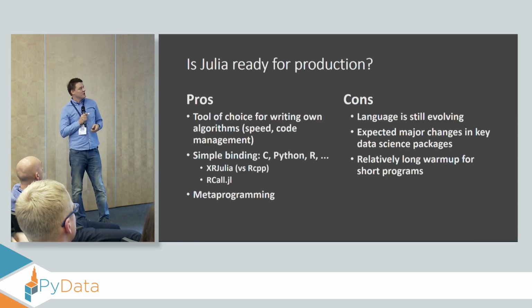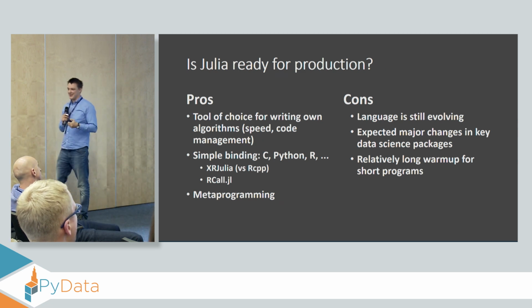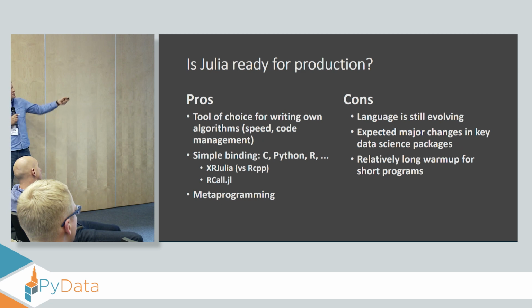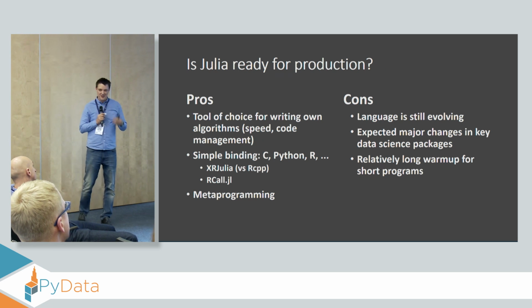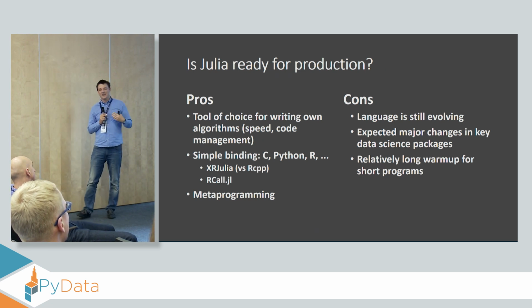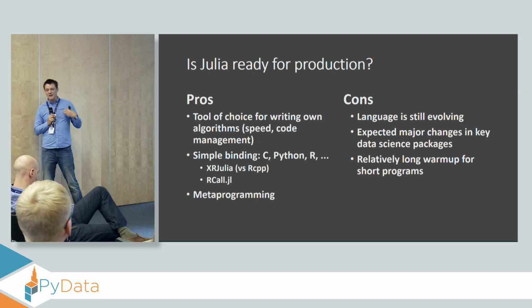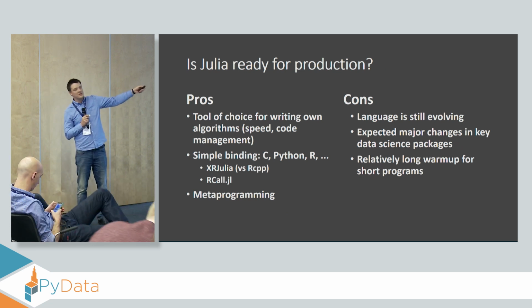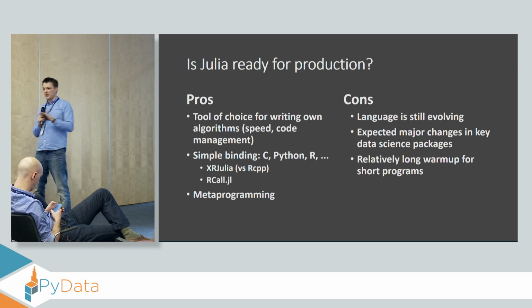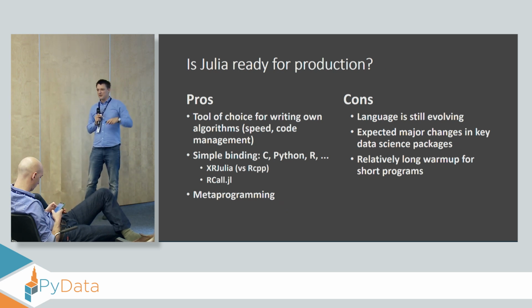But of course, not everything is so nice about Julia, because there are no free lunches. So what are my experiences? On the good side, let me start with this: if you are writing your own algorithms, then I think Julia is very good. One thing is the speed, but the other thing, which I didn't discuss at all today, is how you can manage your code in Julia, because it allows you to structure your code much better than, for example, R scripts.